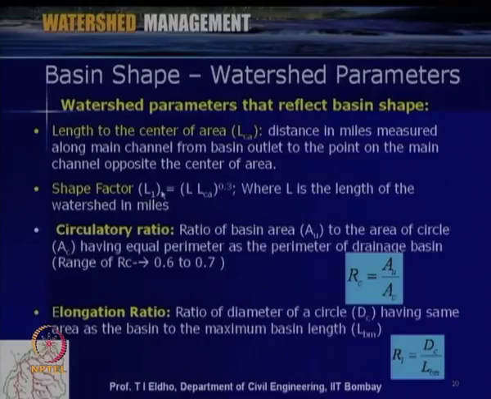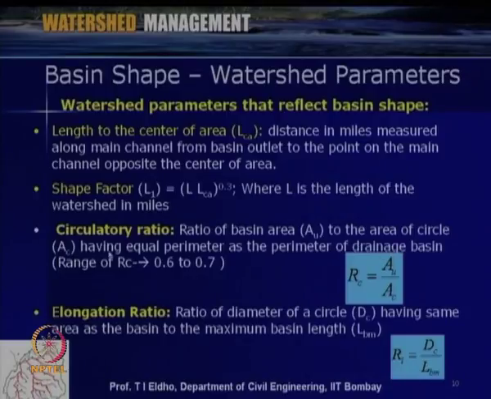So, as shown here, shape factor is equal to L into LCA to the power 0.3. Now, another important aspect is the circulatory ratio. As far as basin shape is concerned, circulatory ratio means the ratio of basin area to the area of a circle having equal perimeter as the perimeter of the drainage basin. That means circulatory ratio is defined as the ratio of the basin area AU divided by the area of a circle which has equal perimeter as the perimeter of the drainage basin.